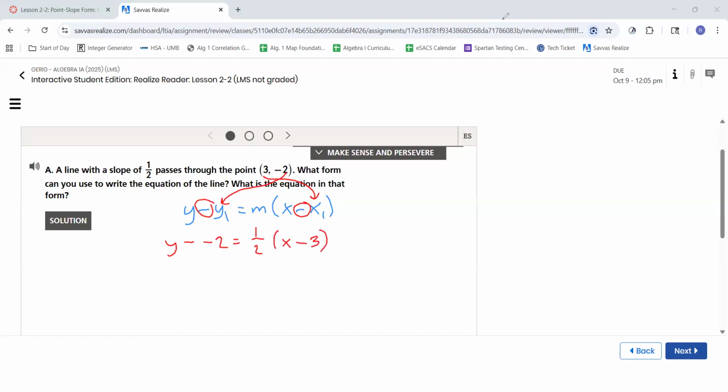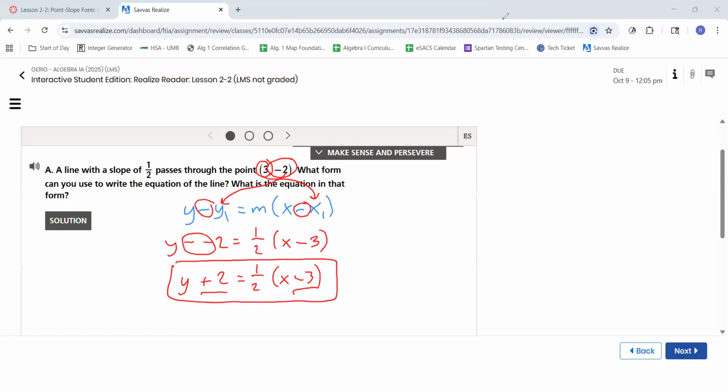Now, do you see the minus negative there? Yeah, of course you do. Okay. I'm going to change that to y plus 2. And I would expect you to do that. But what I want you to see is it looks like +2, but in reality, the y value was -2. And it looks like -3, but in reality, the x value was 3. Okay. So this is the equation of the line in point slope form.